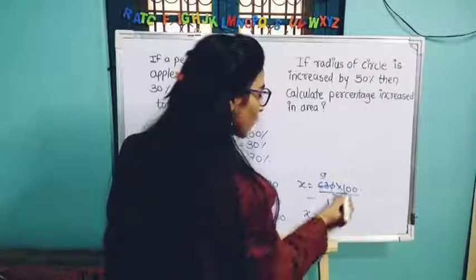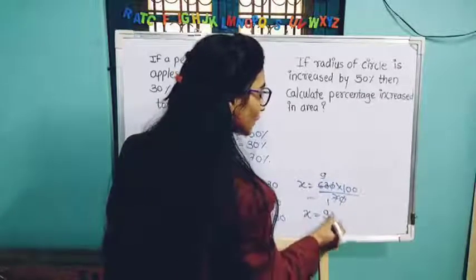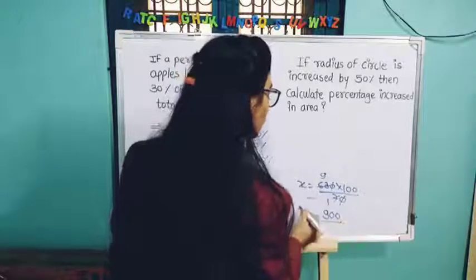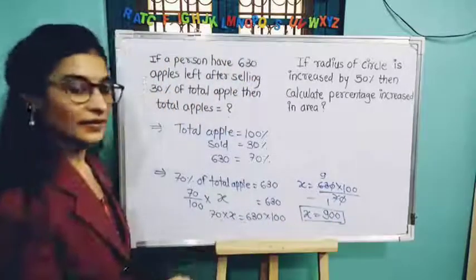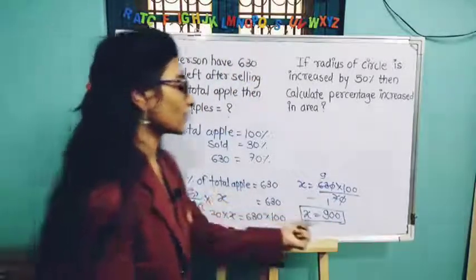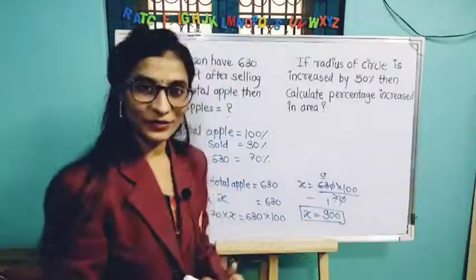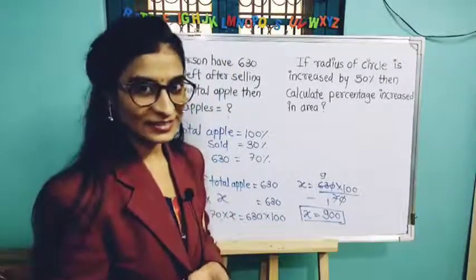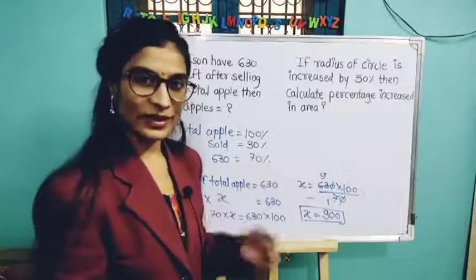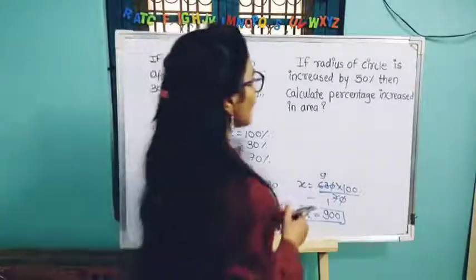So x is equal to how much? 100 into 9, that is equal to 900. So in this way, total apples are 900. X is equal to total apples, and the total apples are 900. So out of 900, 630 apples are left.